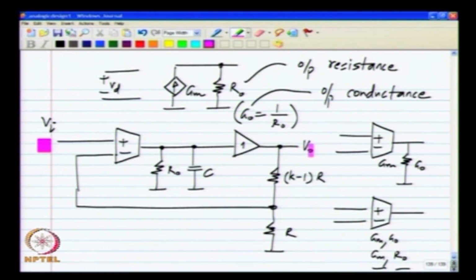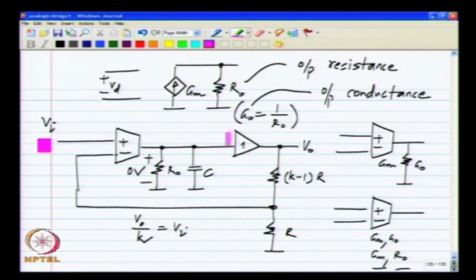Now, let us see if Vo is k times Vi, this will be Vo by k, which will be equal to Vi. Okay. And the difference voltage of the transconductance is 0, which means that the current flowing out is 0. Okay. And because the current is 0, the current through the resistor will be 0 and the voltage across this is also 0.